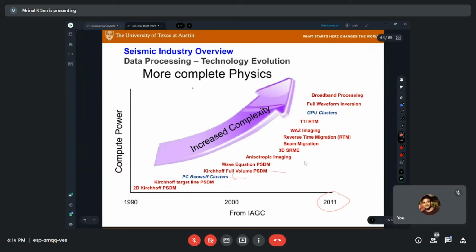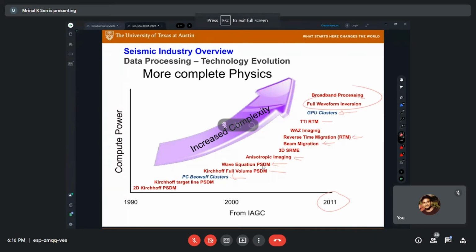Then we did Kirchhoff full volume. Then we did wave equation. We did anisotropy. We did beam migration, and then we did RTM, TTI RTM, and now we're using GPU clusters, FWI. And this is possible only because the computational power has increased.